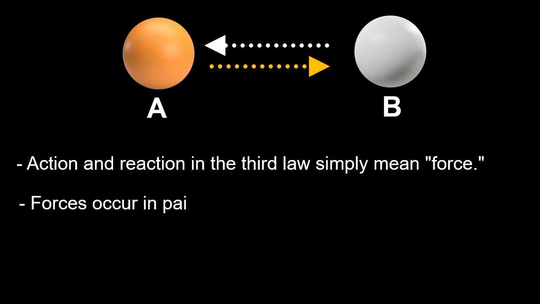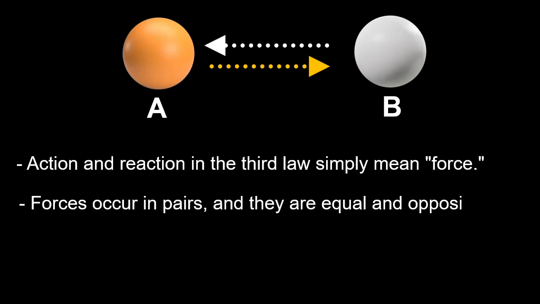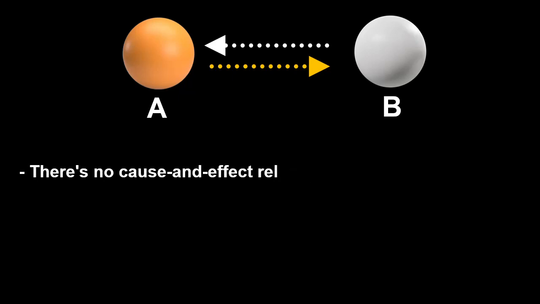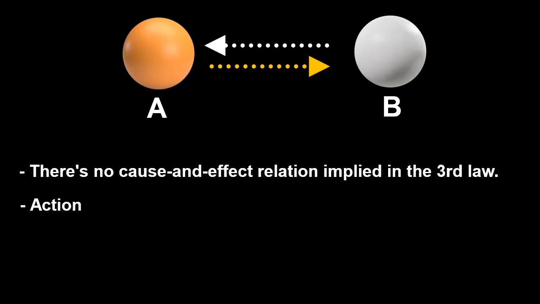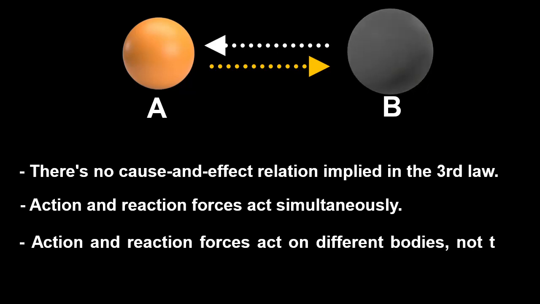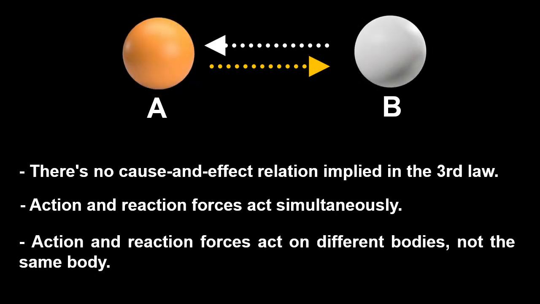Forces occur in pairs, and they are equal and opposite. It can be stated as: force on body A by B is equal and opposite to the force on body B by A. There's no cause and effect relation implied in the third law. Action and reaction forces act simultaneously. Action and reaction forces act on different bodies, not the same body. They do not cancel each other out within a single body or system.